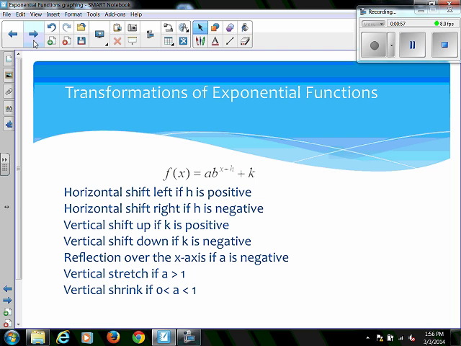If h is positive, we're going to have a horizontal shift left, horizontal shift right if h is negative, vertical shift up if k is positive, vertical shift down if k is negative, reflection over the x-axis if a is negative, vertical stretch if a is greater than 1, and if a is between 0 and 1, we have a vertical shrink.